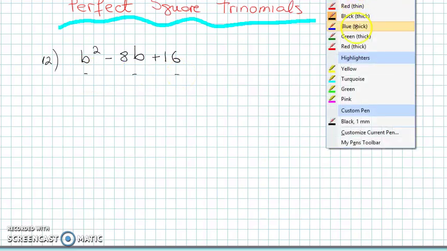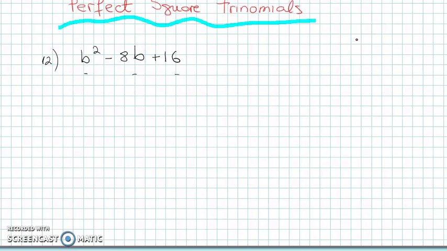Now I would like you to always approach factoring the same way. Always look first: is there a GCF? Can I apply GCF in this case? So look at the three terms. Do they have something in common? These two have b in common. These two have 8 in common, but there is nothing that they all share. So no.